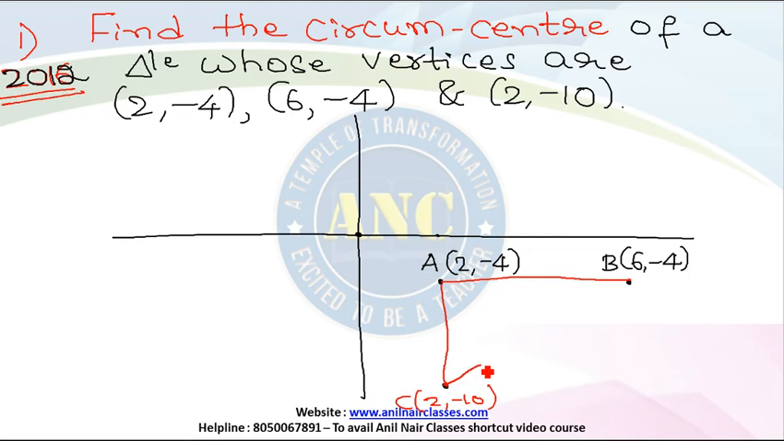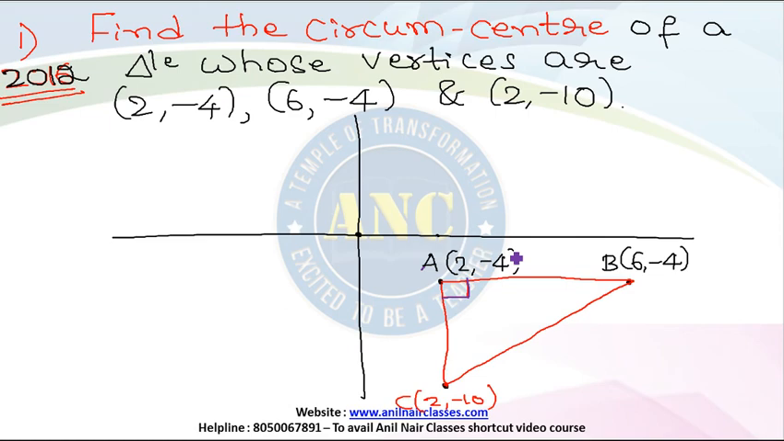I hope you are able to understand it, sir. Right, it forms a right angled triangle. But the question is, in this right angled triangle, find the circumcenter. First of all, if the question is find the orthocenter, what should be the answer? Orthocenter is the point where the right angle is formed. It is formed at point A. Orthocenter for this question is 2 comma minus 4.